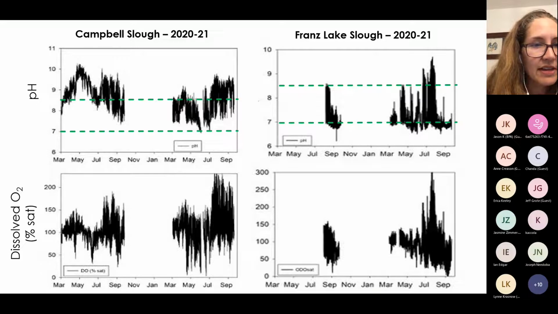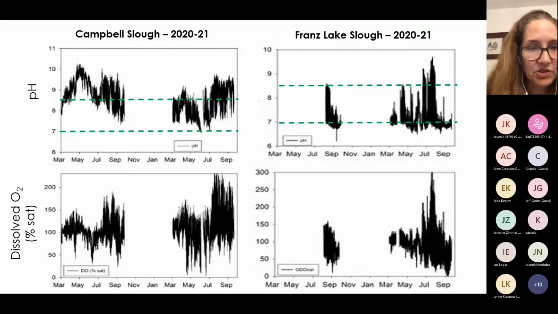And just a couple more things to add. We talked about pH and dissolved oxygen before, and what I wanted to say about this was just that when you have off-channel sites that are highly productive and maybe not as well flushed, this is where you can start to see fluctuations in characteristics like pH and dissolved oxygen. So when you look at an hourly version of pH and dissolved oxygen at Campbell and Franz Lake Slough, which tend to be the places where you see the most biomass buildup, they fluctuate quite a lot on an hourly basis, with pH occasionally exceeding the benchmark range of good quality habitat between 7 and 8.5.